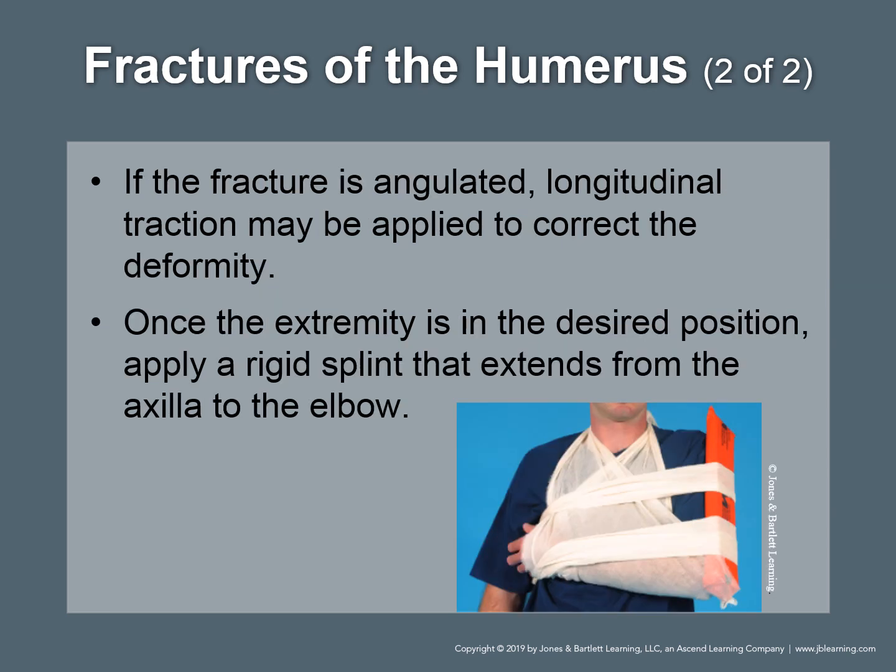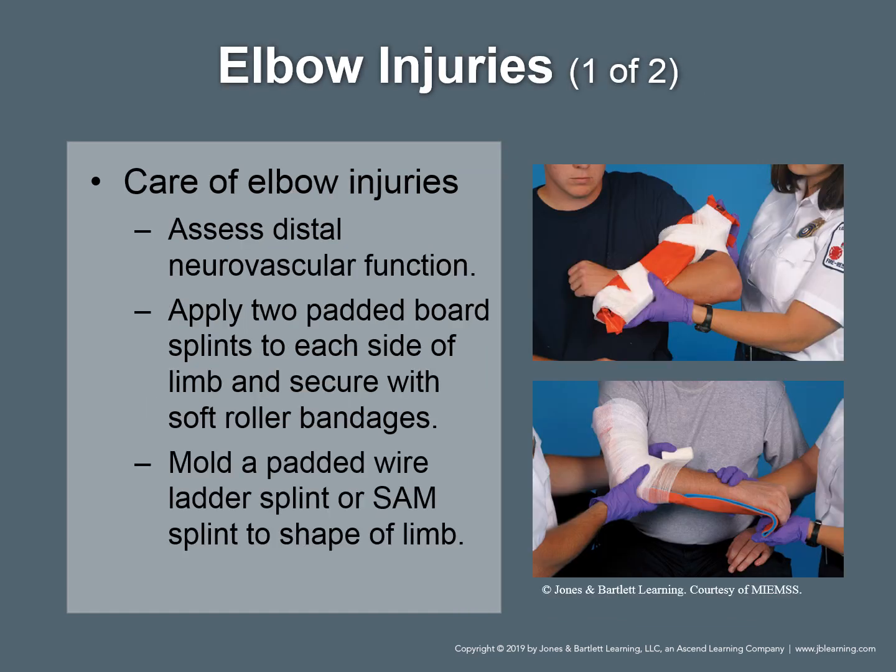If the fracture is angulated, longitudinal traction may be applied to correct the deformity. That's gentle pressure where you basically straighten it back out. Once the extremity is in the desired position, apply a splint. That way it does not become more injured. Elbow, you see the nifty way they've got those splinted.